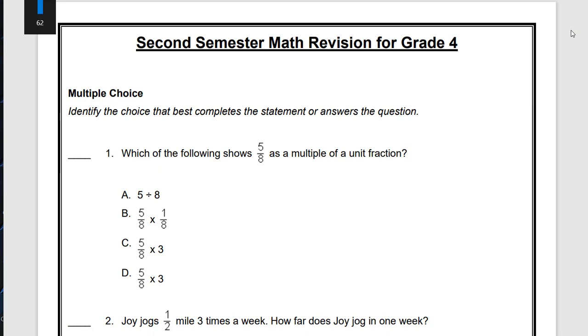Shows 5/8 as a multiple of a unit fraction. B. Okay, let's see here. Ali, thank you. But what do you mean by multiple of a unit fraction?